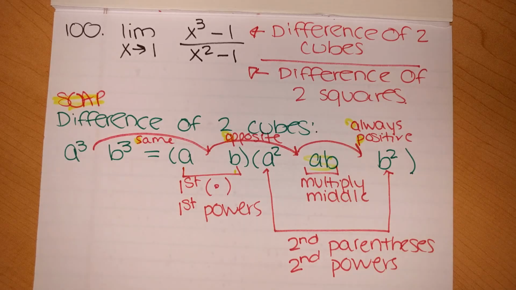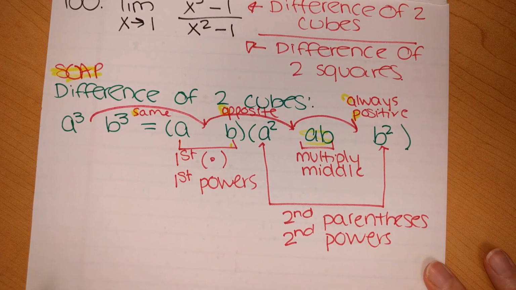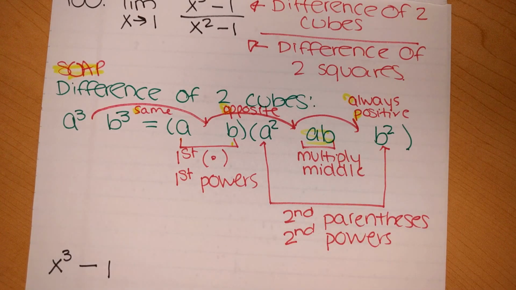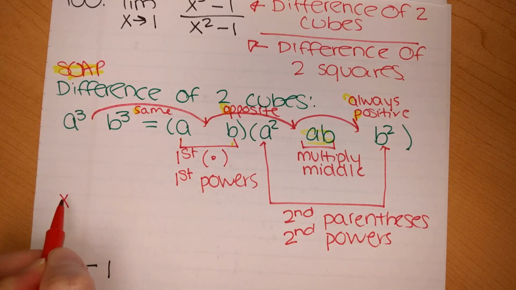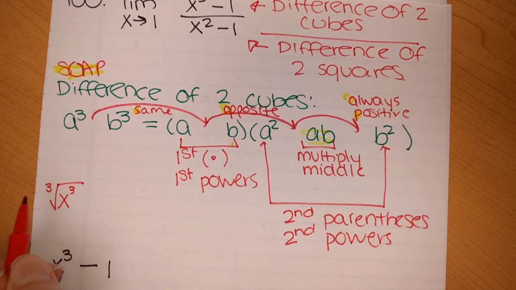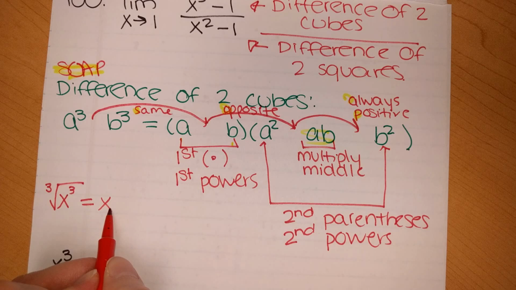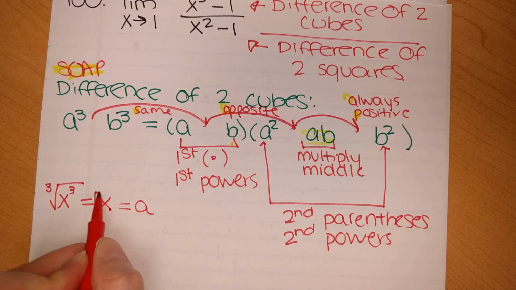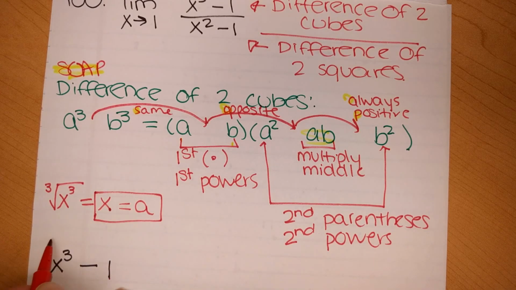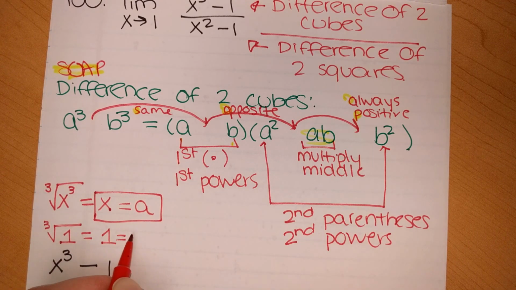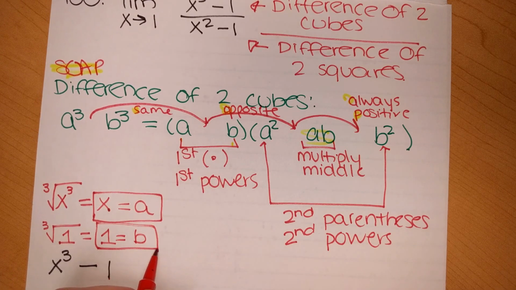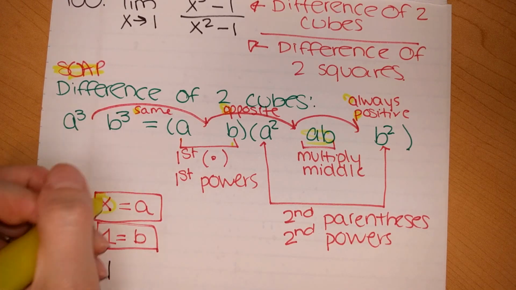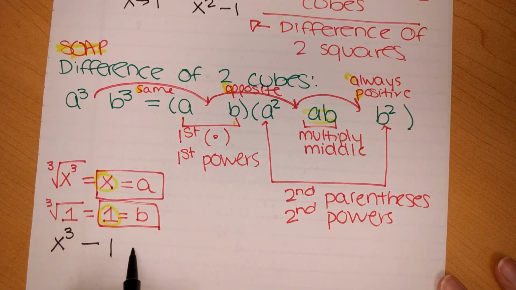All right, so let's apply that SOAP formula, difference of 2 cubes, to what we know we got to factor, which is our x cubed minus 1. To get our quote-unquote a in this formula, we take the cube root of x to the third, which gives us x. So that will be our a in the formula. Then we take the cube root of 1, which is going to give us 1, and that is our b in the formula.